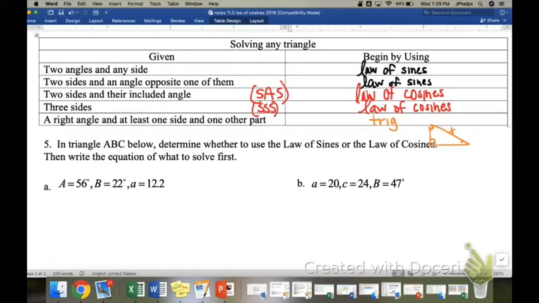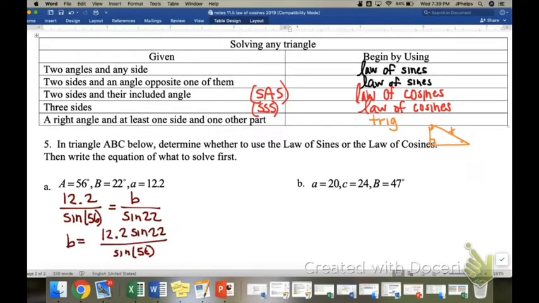So looking at the first one, we've got angle A is 56, angle B is 22, and side A is 12.2. And because we know an angle and the side opposite from that angle, we can use the law of sines. So we're going to set this up using the law of sines. That is 12.2 over sine of 56 equals B over sine of 22. And we can cross multiply this and simplify to find side B, and side B comes out to 5.51.